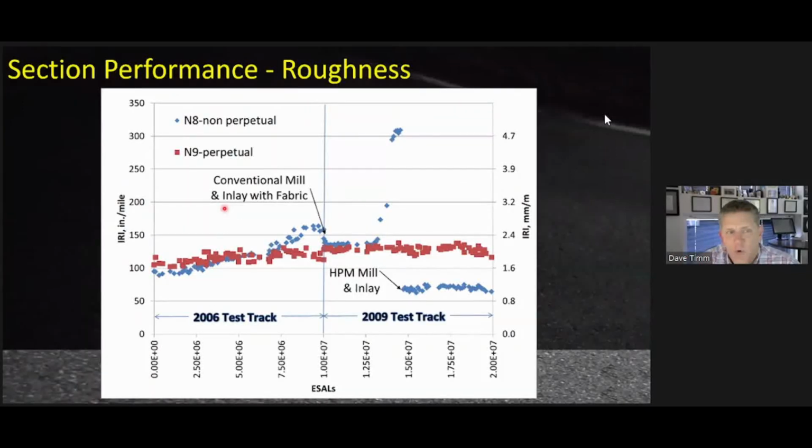So just to show some performance data, this is roughness on the vertical scale and easels on the horizontal scale, 2 different test cycles. And you can see the perpetual section, it really didn't change roughness over time. If we look at the non-perpetual section, the roughness went up to where we did the rehab, the roughness came back down, and then 3.5 million easels later, it was over 300 inches per mile, very badly distressed pavement. I'll show you a few pictures. And then we did the rehab with a highly polymer modified material to rehab it, and it brought it down, and then it was good for the rest of that test cycle.